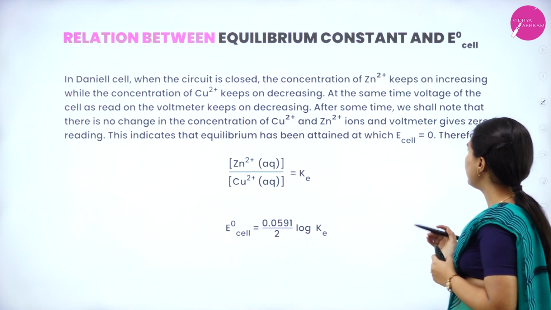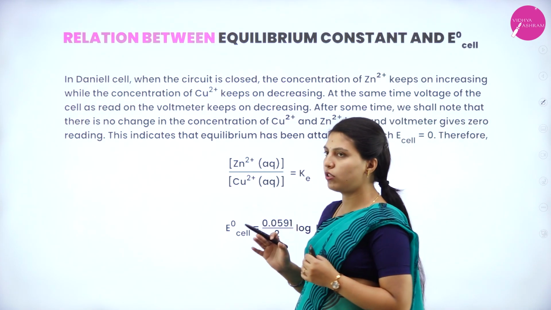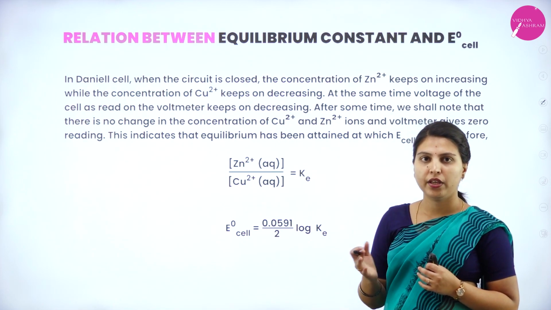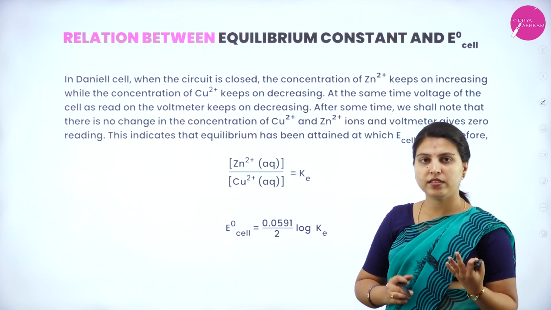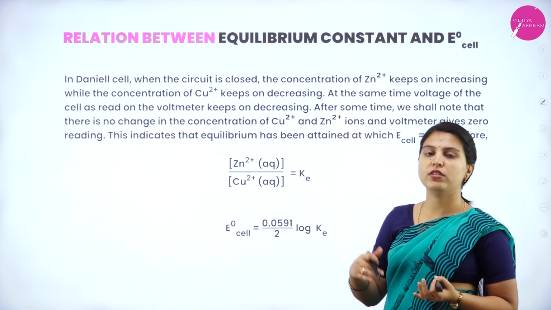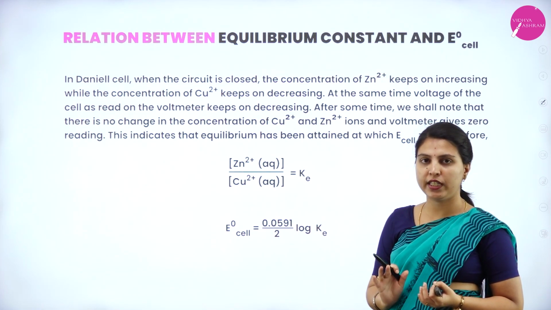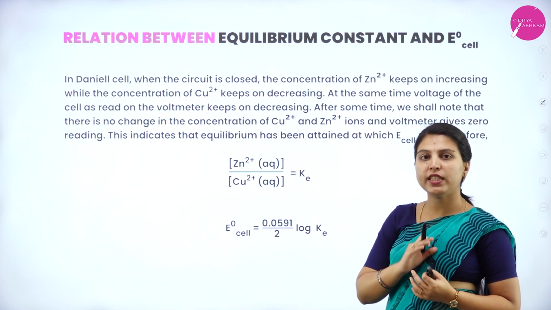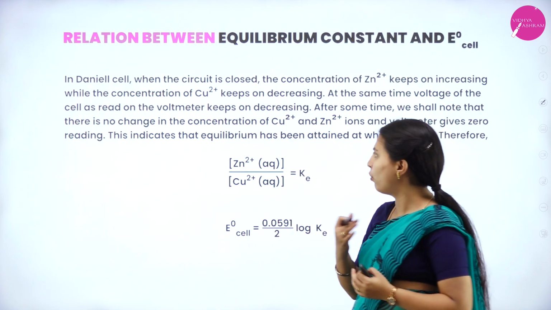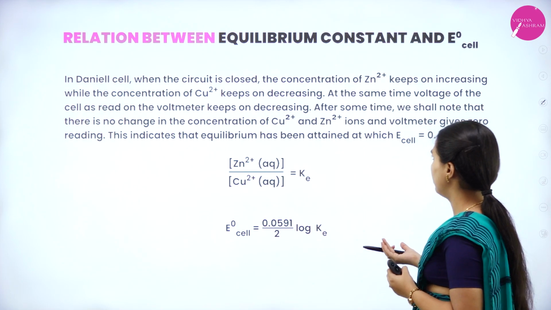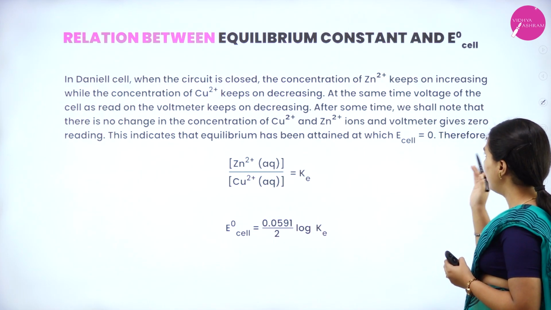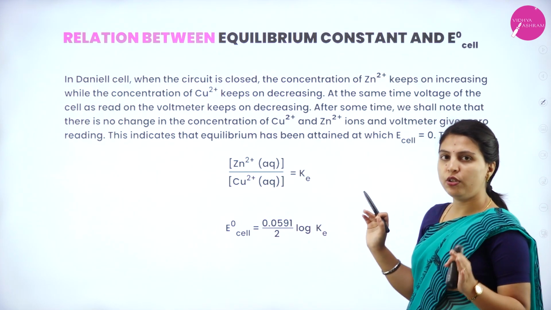After some time, we shall note that there is no change in the concentration of Cu2+ and Zn2+. After some time, no changes will be seen with regard to volts or concentration. The voltmeter also gives 0 reading.